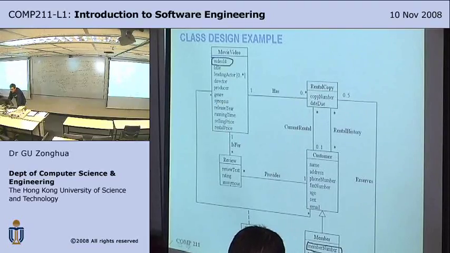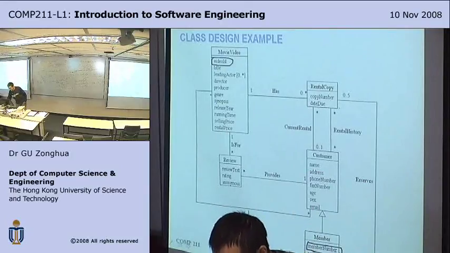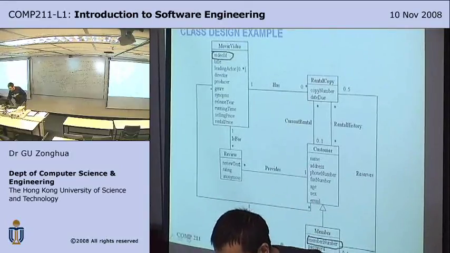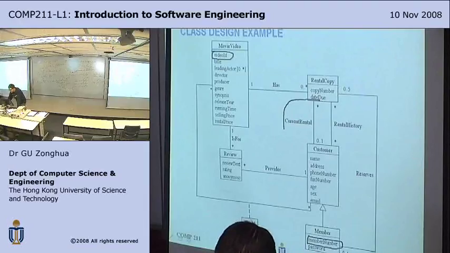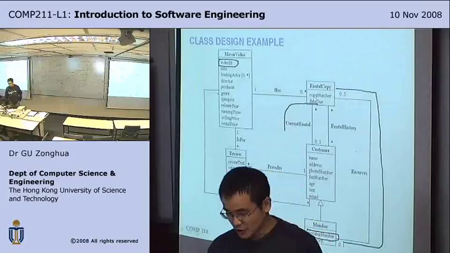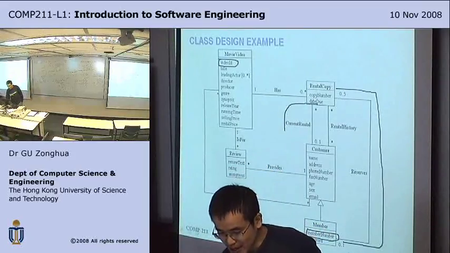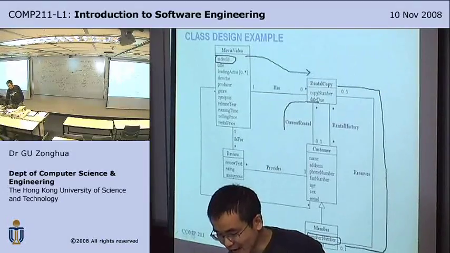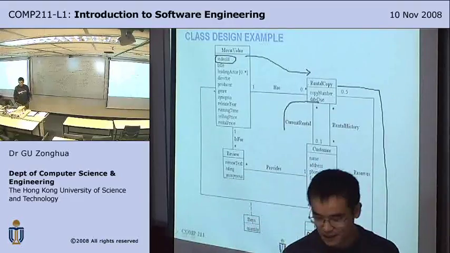So now his job is to take these two pieces of information and establish a link between a rental copy and a customer. A reserved rental copy and a member. So he needs to establish this link. Now he can get the member from the member number, but he needs to navigate from movie video to rental copy by following this has association. And then he can establish a link.